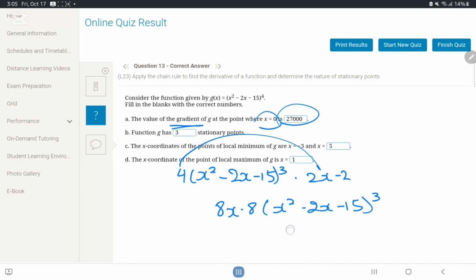Okay? Now, how many stationary points does this have? This term right here has 1. Okay, it's linear. And this term right here, now, you see the number 3? Okay, you will say it's 3, so it has 4. You're wrong. Ignore the exponent here. Only look at the inside. It's a quadratic expression, so it will have 2 stationary points. So 1 plus 2, you will have 3 stationary points.